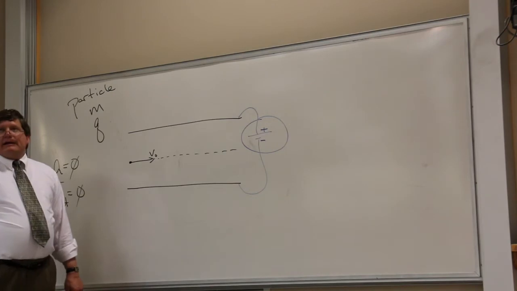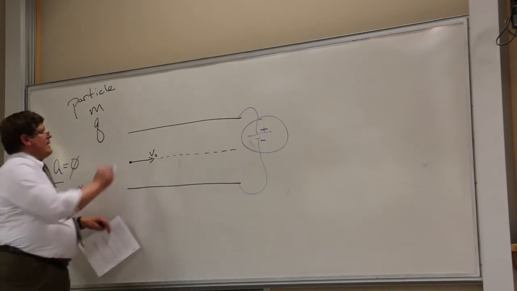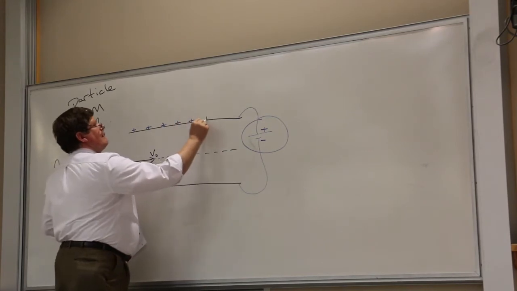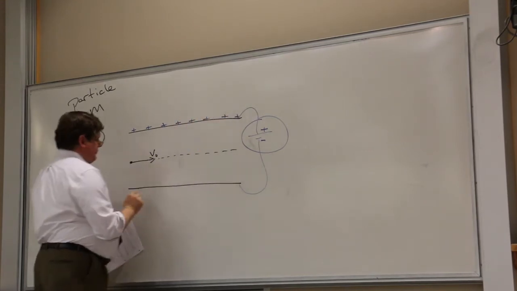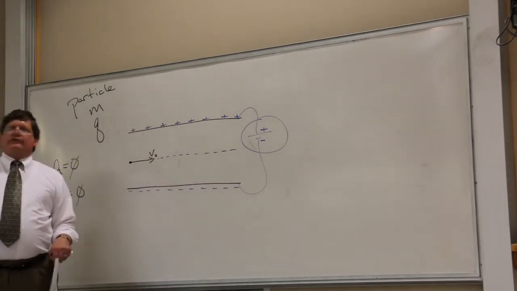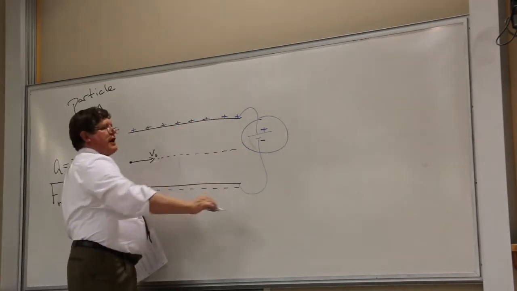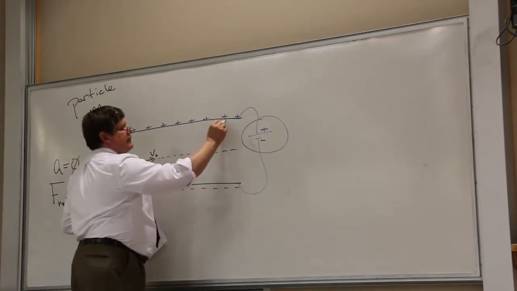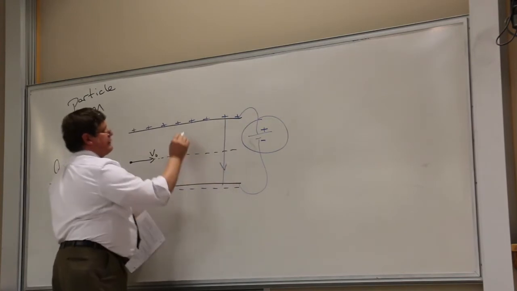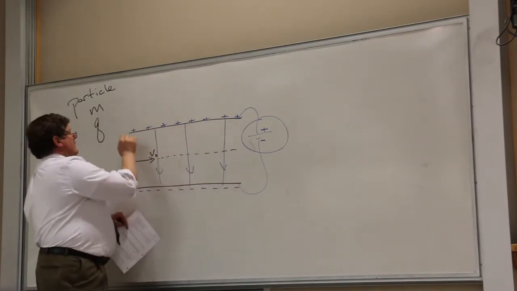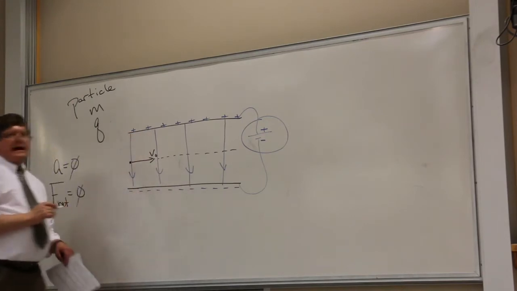Okay? Now, given that convention, that means that this plate is going to be charged positively, and this plate is going to be charged negatively, and the battery does that by stealing electrons from the top plate and dumping them on the bottom plate. Now, we know that electric field lines are born on positive charge and they die on negative charge, so I'm going to have field lines that go like that, down.